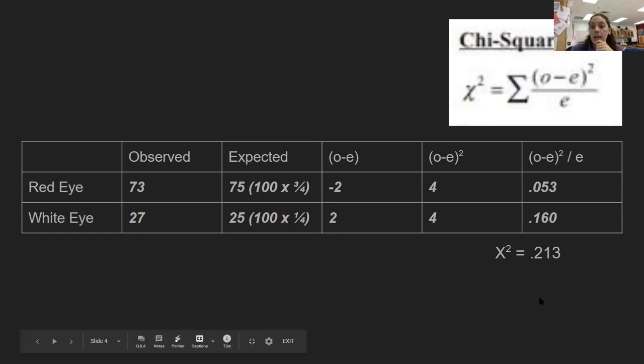Then I can do my chi-squared calculations. So I do my observed minus expected. I square that. And then I take the number and I divide it by my expected. I divide it by 25. Here, 27 minus 25 is 2. I square it, and then I can divide by 25. To get a chi-squared value of 0.213.